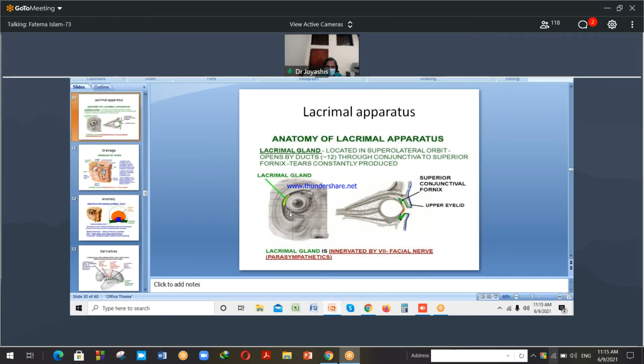We are now discussing the anatomy and development of the lacrimal apparatus, the head neck and face portion. Regarding the lacrimal gland, it is located in the superolateral orbit, which opens by about 12 ducts through the conjunctiva to the superior fornix, through which the tears are drained from the lacrimal glands through the nasolacrimal duct into the inferior meatus of the nasal cavity.